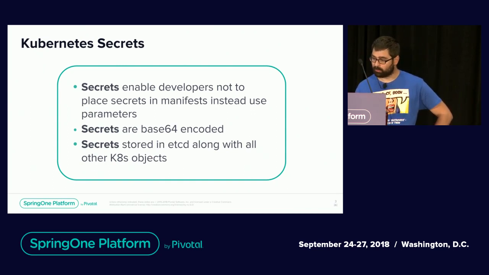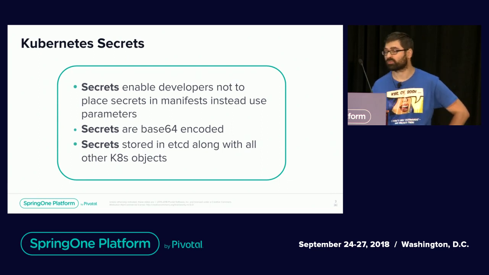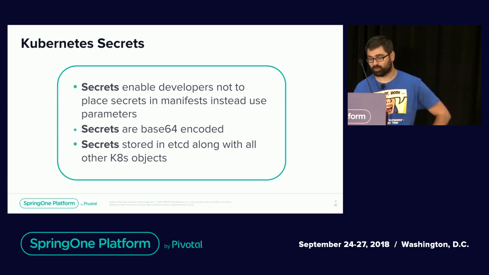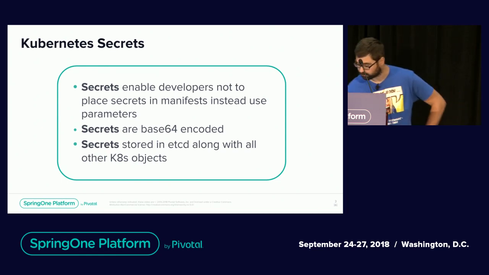Secrets in Kubernetes are base64 encoded, and secrets are stored in etcd along with all other Kubernetes objects. When we are using secrets, we can describe a deployment with kubectl, and we can see only the links to the credentials, not the credentials themselves. But this approach has some issues which I'll describe later, so you can stay with us.